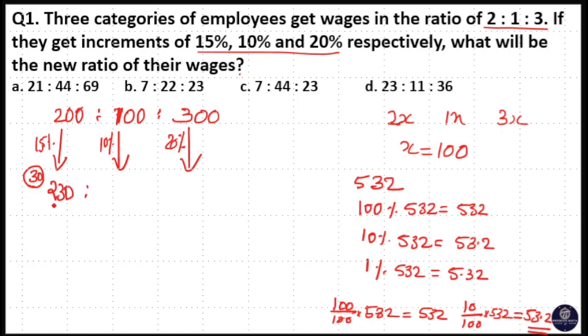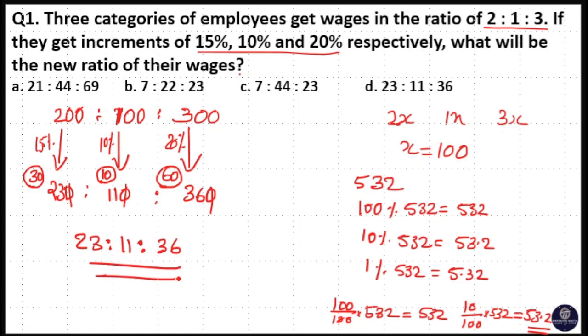In the same way, 10% of 100 is 10. So 100 plus 10 is 110. 20% of 300 is 60. Here 10% is 30, then 1% is 3. That means 20% is 60. So 300 plus 60 is 360. So for your new ratio, you just cancel out these zeros here. That is 23:11:36, which is your answer. So option D is your answer.